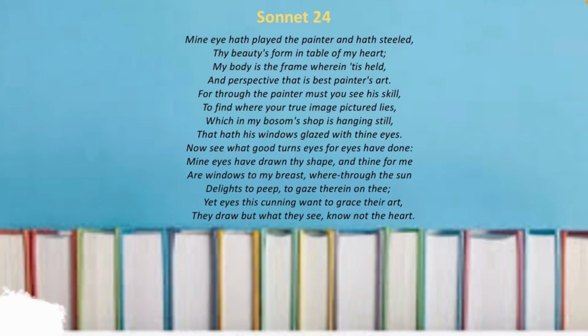This is an example, Sonnet 24. Mine eye hath played the painter and hath stilled the beauties formed in table of my heart. My body is the frame wherein it's held, and perspective that is best painter's art. Through the painter must you see his skill, to find where your true image pictured lies, which in my bosom's shop is hanging still, that hath his windows glazed with thine eyes. Now see what good turns eyes for eyes have done. Mine eyes have drawn thy shape, and thine for me are windows to my breast, where through the sun delights to peep, to gaze therein on thee. Yet eyes, this cunning want to gaze their art. They draw but what they see, no, not the heart.